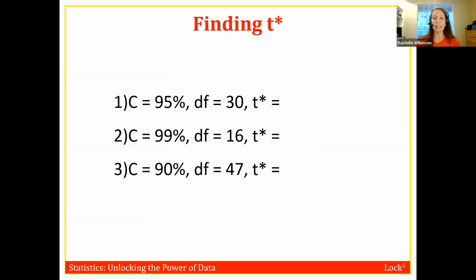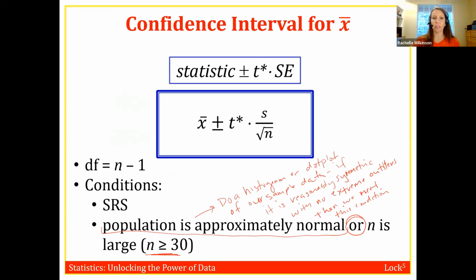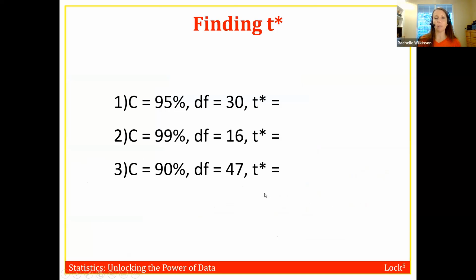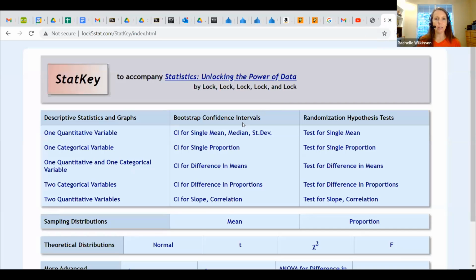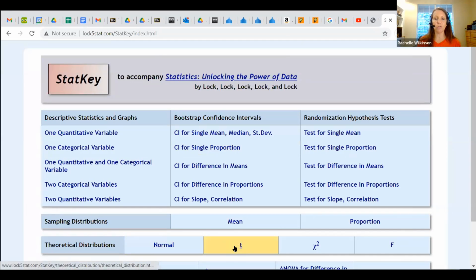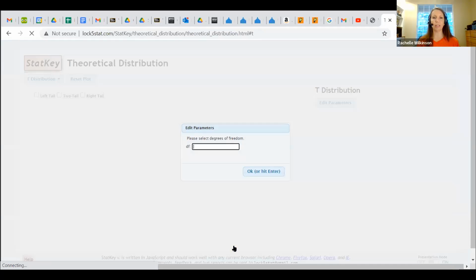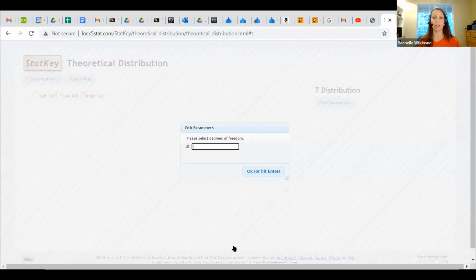All right, so let's talk about T star in our formula here and how we're going to find that T star. And like I said before, it's very, very similar to how we found Z star. The main difference is that now we also have to worry about degrees of freedom. So to do this, we're going to go to StatKey. Here in StatKey, we're going to come down to theoretical distributions, and this time we're going to choose T. And the first thing it's going to ask us when we click on the T distribution is our degrees of freedom. So we're going to make one up here that we're going to look at.